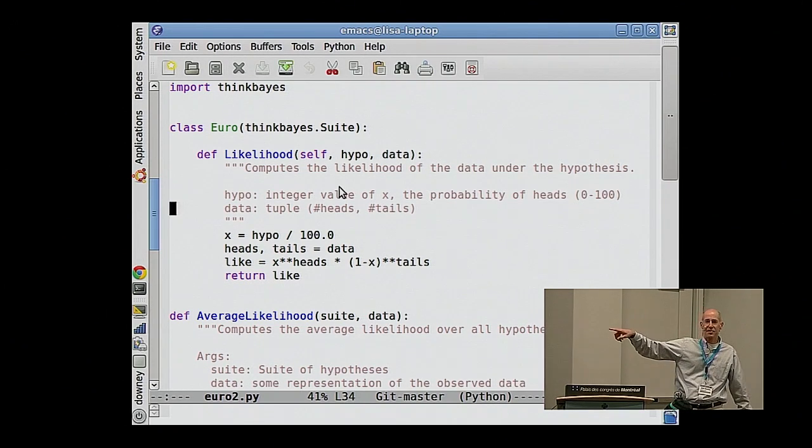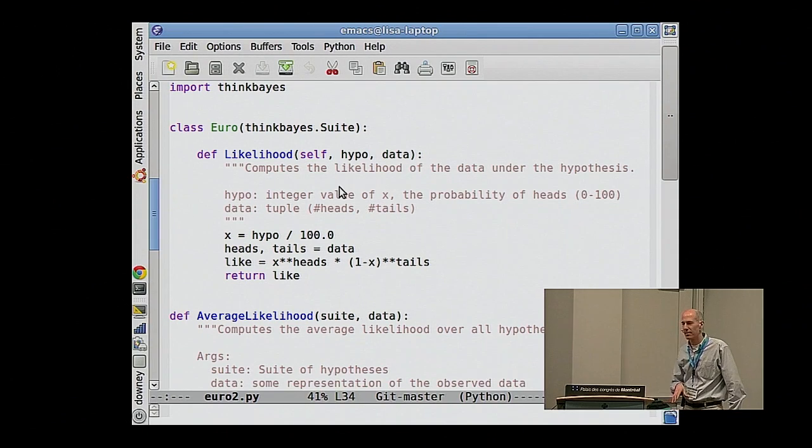So again, X is the probability of heads, so it's the hypothesis divided by 100. The variable named data is a tuple that represents heads and tails, so I'm going to unpack it into two variables called heads and tails, and then I'm going to compute X raised to the power of heads times 1 minus X raised to the number of tails. You might recognize that as the binomial probability distribution. I've left out the binomial coefficient for reasons that I will explain if somebody asks later, but for now, take my word for it.